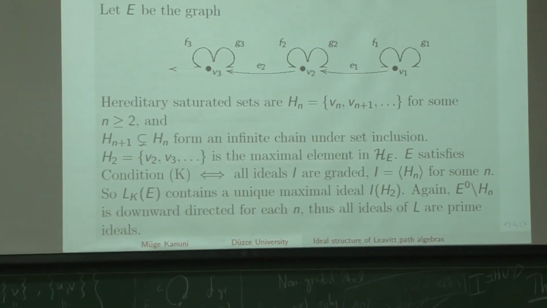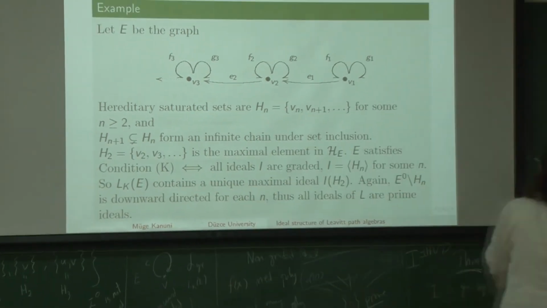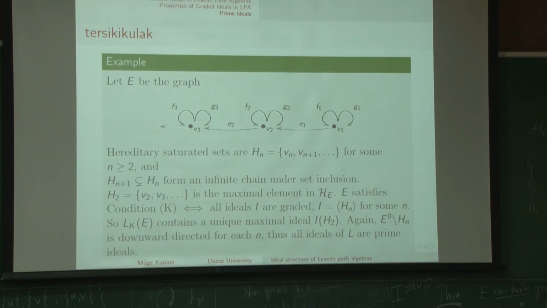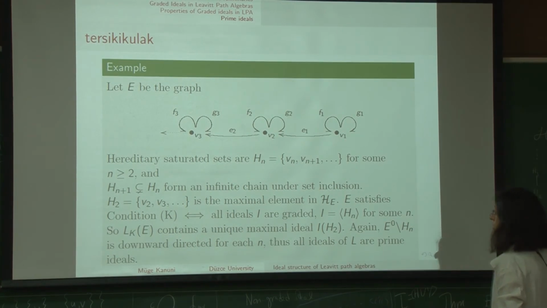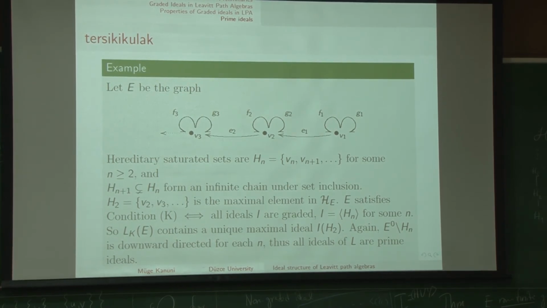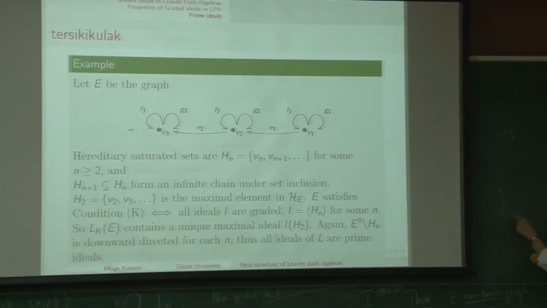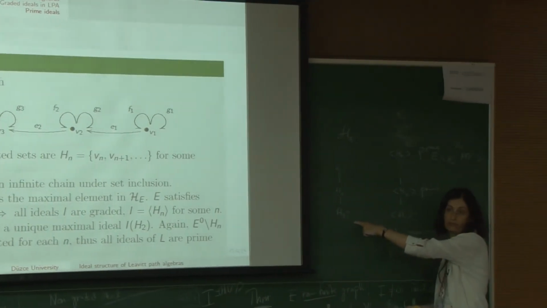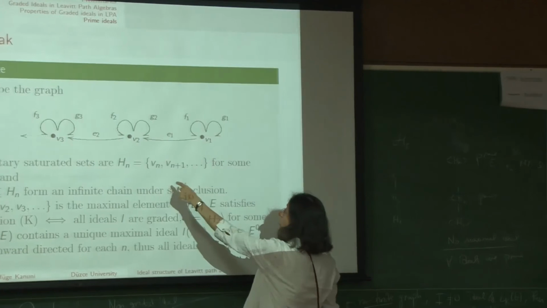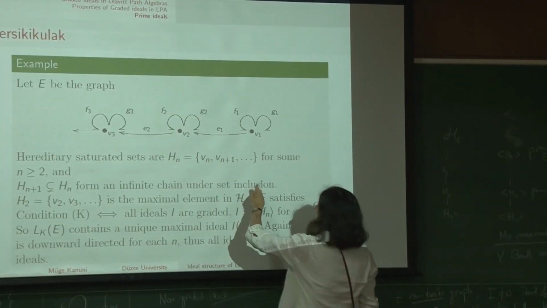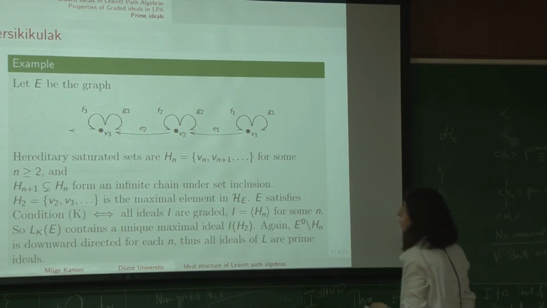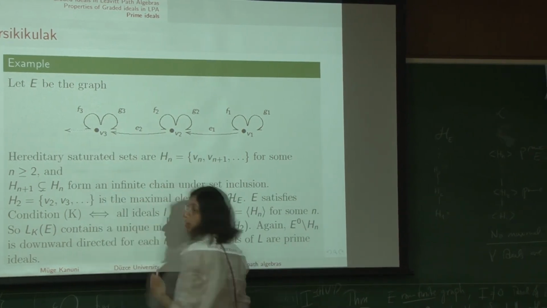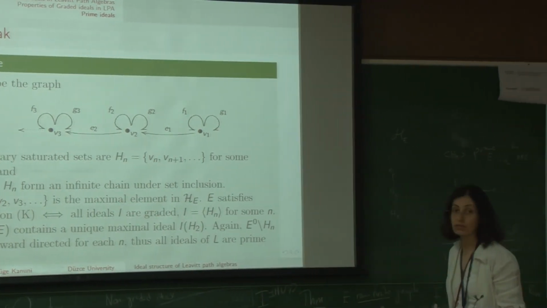Let me do this first because it was so similar. Now I change the orientation of the arrows. Again, the hereditary saturated sets. In the previous one, recall the hereditary saturated sets were finite. Now they're infinite, because they are cofinite actually. So if you start from any Vn, and you take everything after that, that's going to be a hereditary saturated set.